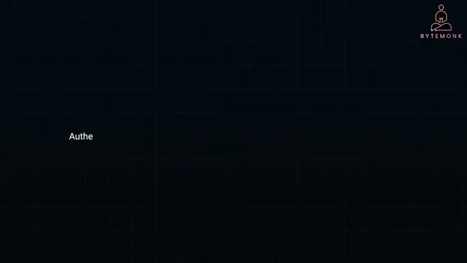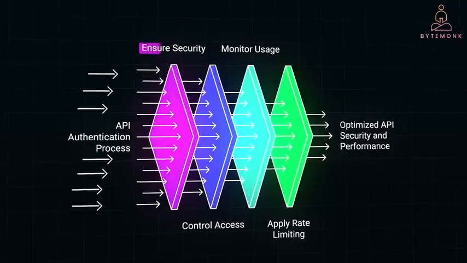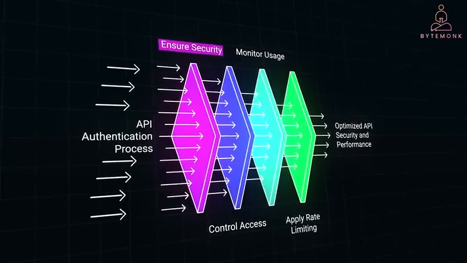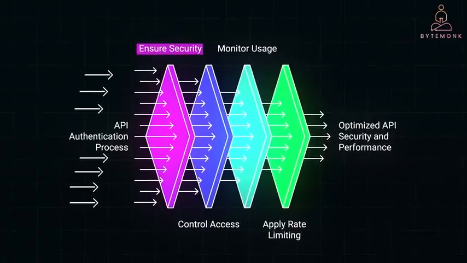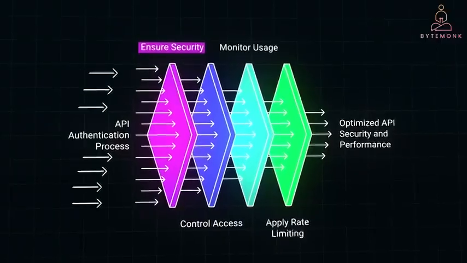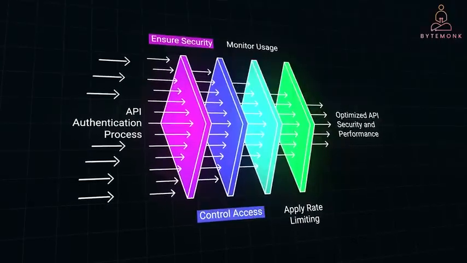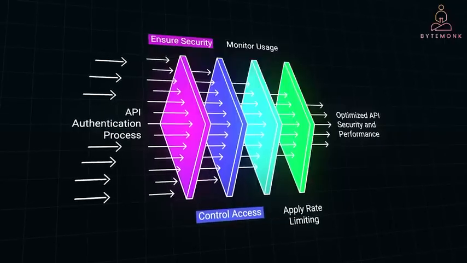So, the primary benefit of API authentication is, of course, security. It ensures that only authorized clients can access the API, reducing the risk of malicious attacks, data breaches, or unauthorized access. It also allows API providers to control access based on the user's identity. Different clients can have different permissions, ensuring that users only access data or services they are authorized for.